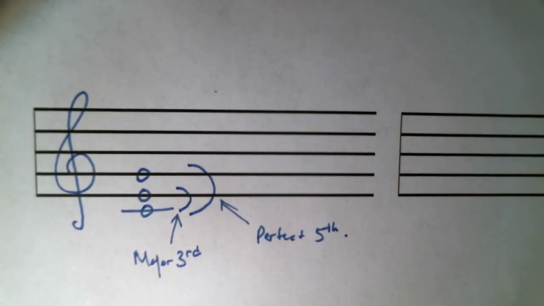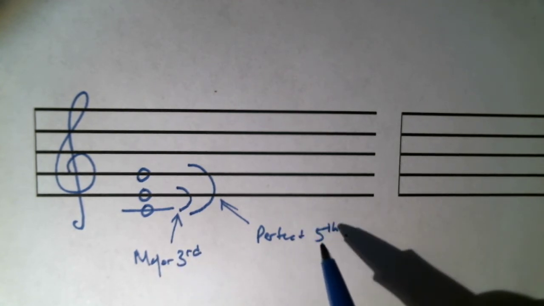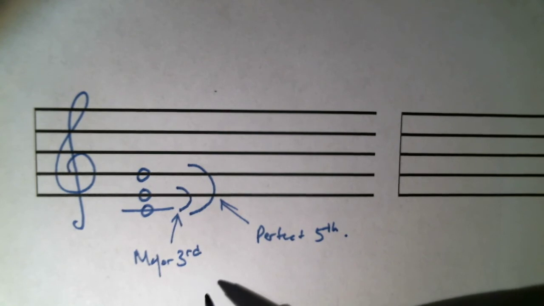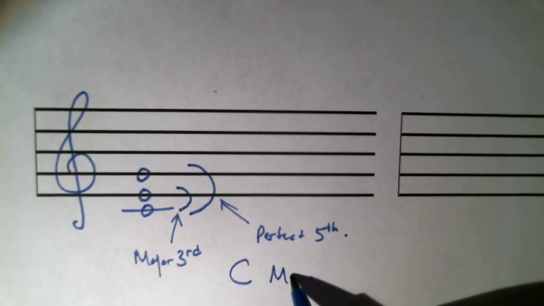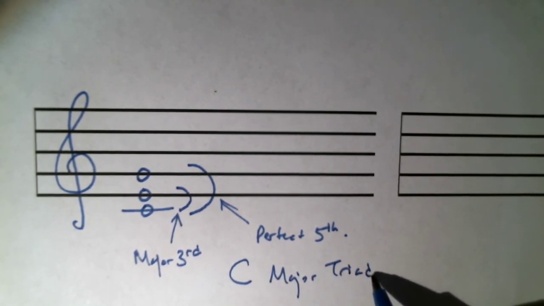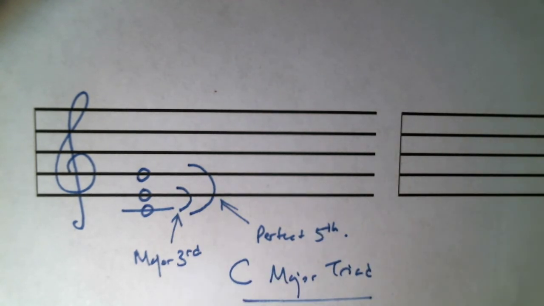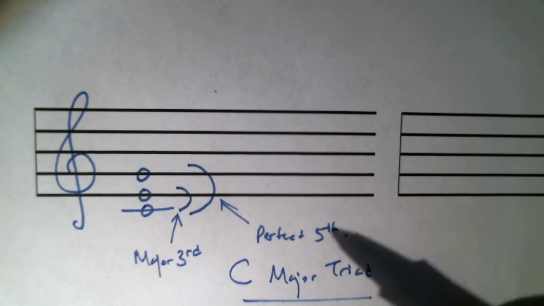And if you go to our chart that describes what major, minor, diminished, and augmented triads are, you'll find that a major triad has the major third above the root, and also a perfect fifth above the root. So this is an example of a C major triad. Okay. So again, this is how we're going to label these triads.